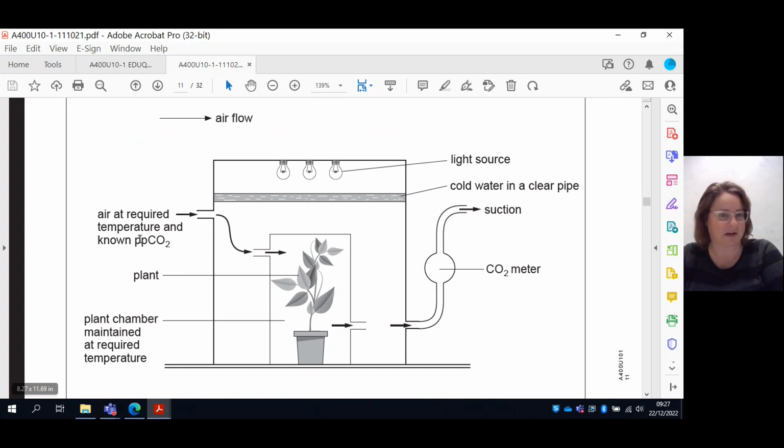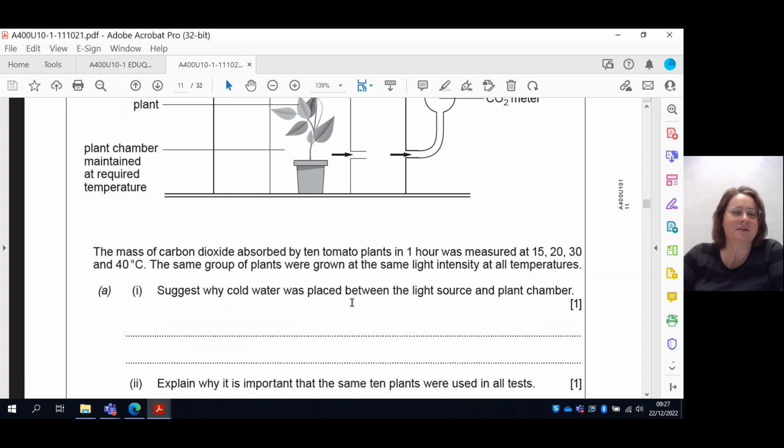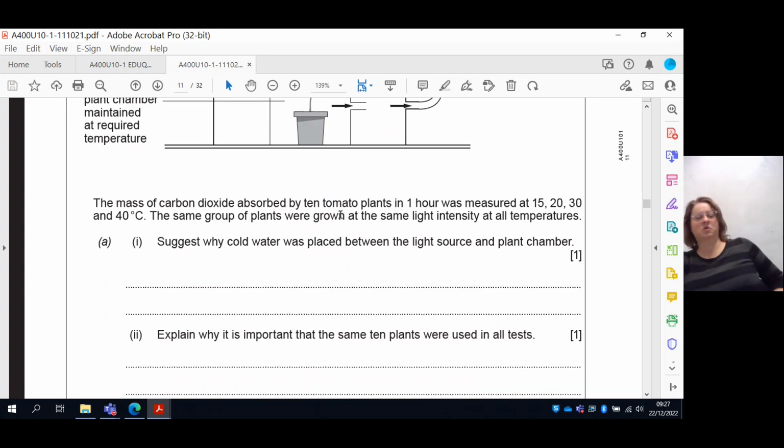They're stressing the temperature bit a couple of times here. Why are they repeating that? Hint, hint. And then your carbon dioxide measuring device with air being pulled out from that plant. So it gives you the mass of carbon dioxide absorbed by 10 tomato plants measured in 1 hour, measured at so and so at 40 degrees. The same group of plants were grown at the same light intensity at all temperatures.